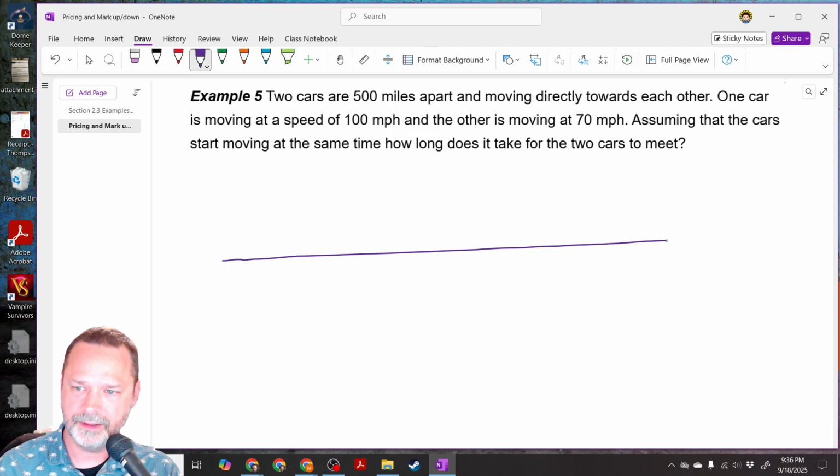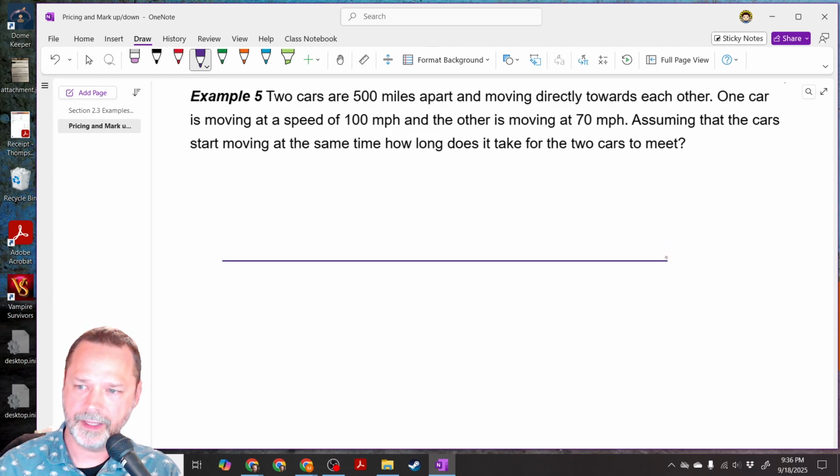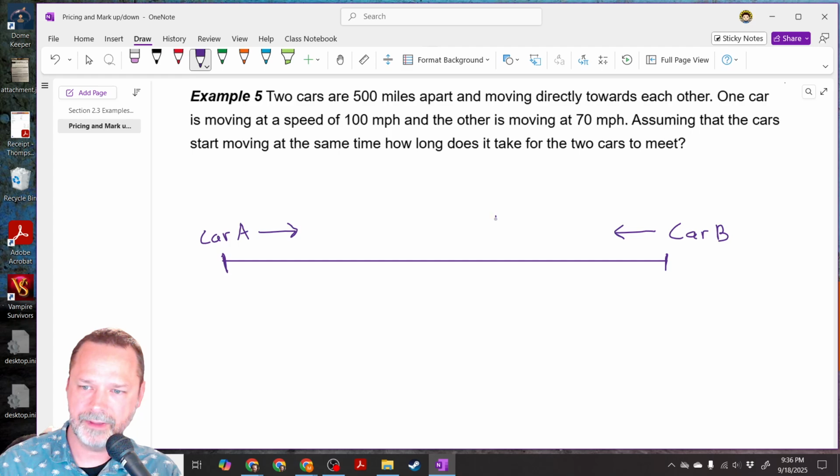There, look at a beautiful straight line. Okay, so we got our one car, car A, over here. He's going this way. And we have a car B over here. He's going that way. And they're going to meet somewhere. Let's say they meet right here. Okay?